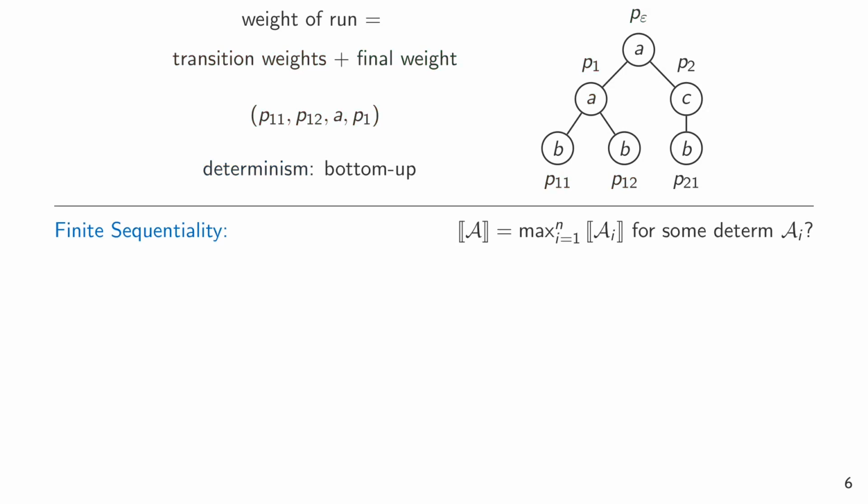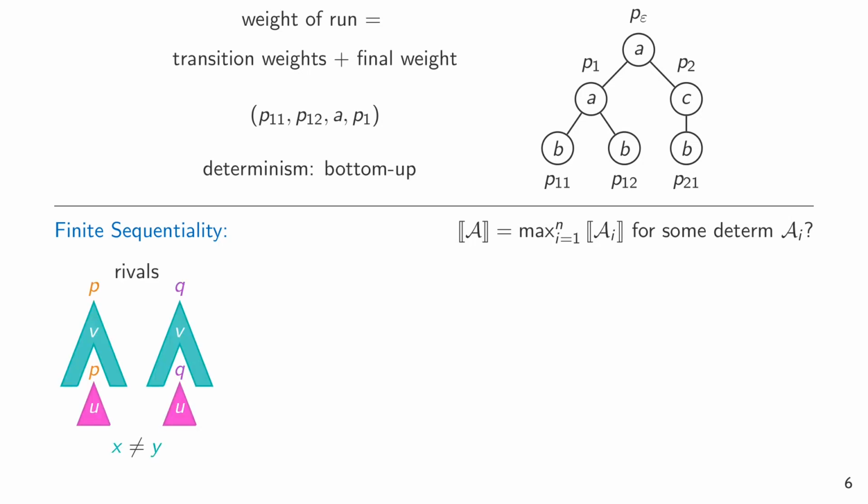We now want to consider the finite sequentiality problem for max plus tree automata. So is our max plus tree automaton equivalent to a finite maximum of deterministic automata? And for this, we'll first have a look at how all the concepts we introduced on words translate to trees.